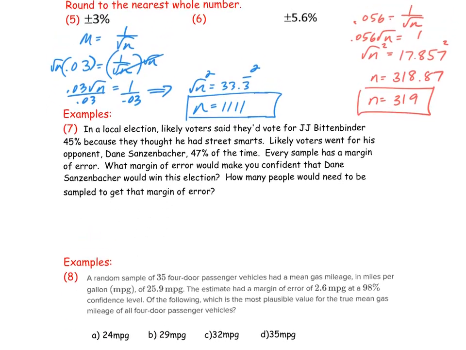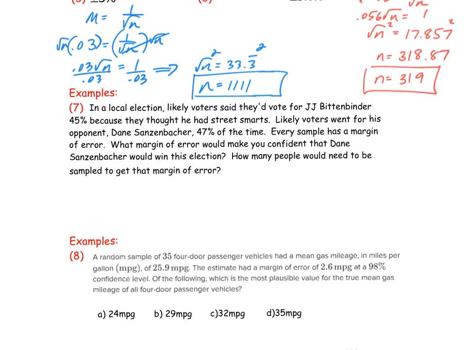All right, so number 7. In a local election, likely voters said they'd vote for J.J. Bittenbinder, 44%, because they thought he had street smarts. Likely voters went for his opponent, Dane Sanzenbacher, 47% of the time. Every sample has a margin of error, right? What margin of error would make you confident that Dane Sanzenbacher would win the election? How many people would need to have been sampled to get that margin of error?